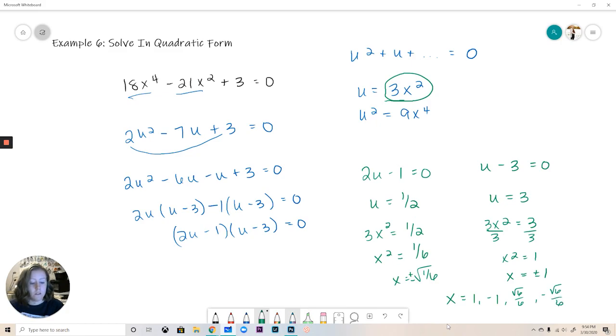Okay? I know I kind of rushed through that last part, so let me explain what I did here. This is really square root of 1 over square root of 6. To rationalize the denominator, I need to multiply both top and bottom by square root 6, which will give me square root 6 over 6. And I have the positive and the negative version of that in our answer.